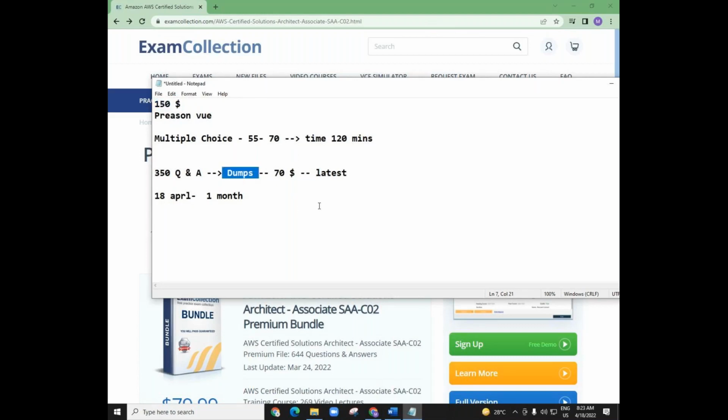Now there is one more option here. In case you're not completely prepared and want to reschedule the exam, you can reschedule it up to 24 hours before. So that option is also available.